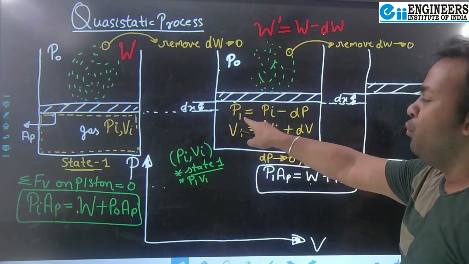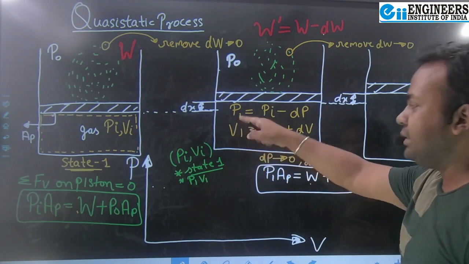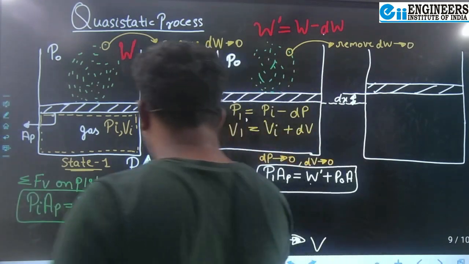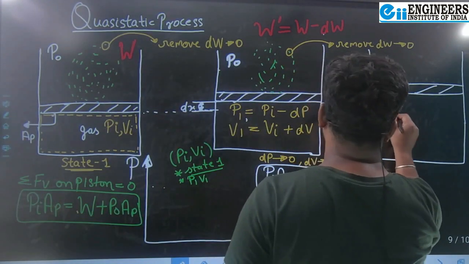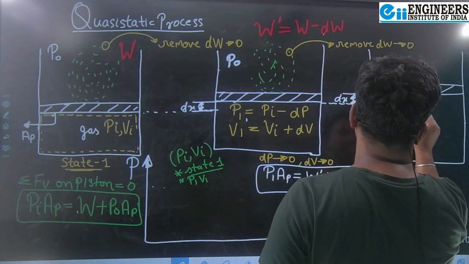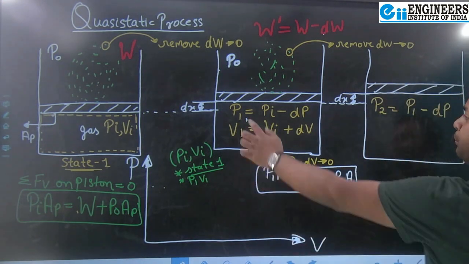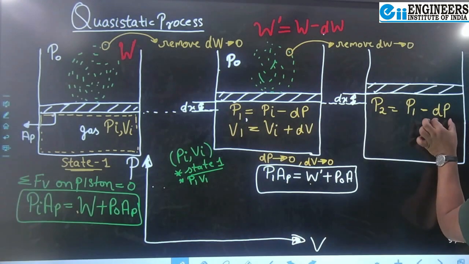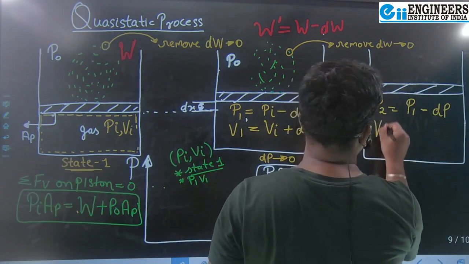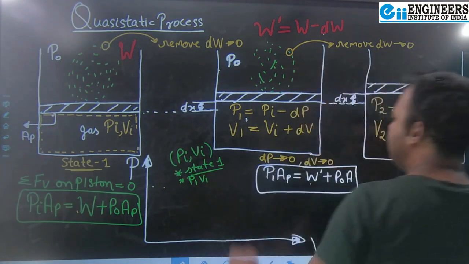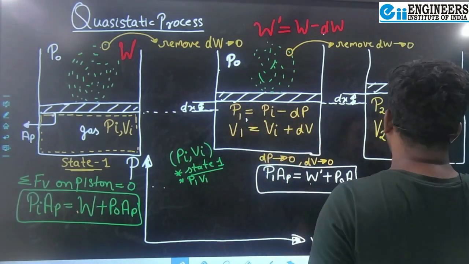This pressure will fall. Expansion is there, pressure will fall, and this volume will rise up, right? But again by a very small amount. So again a new pressure will be established, P2, that will be equal to P1 minus dP, right? So from this P1 pressure, some amount of pressure will be dropped and a new pressure will come. Similarly, a new volume will come because expansion is there, right?